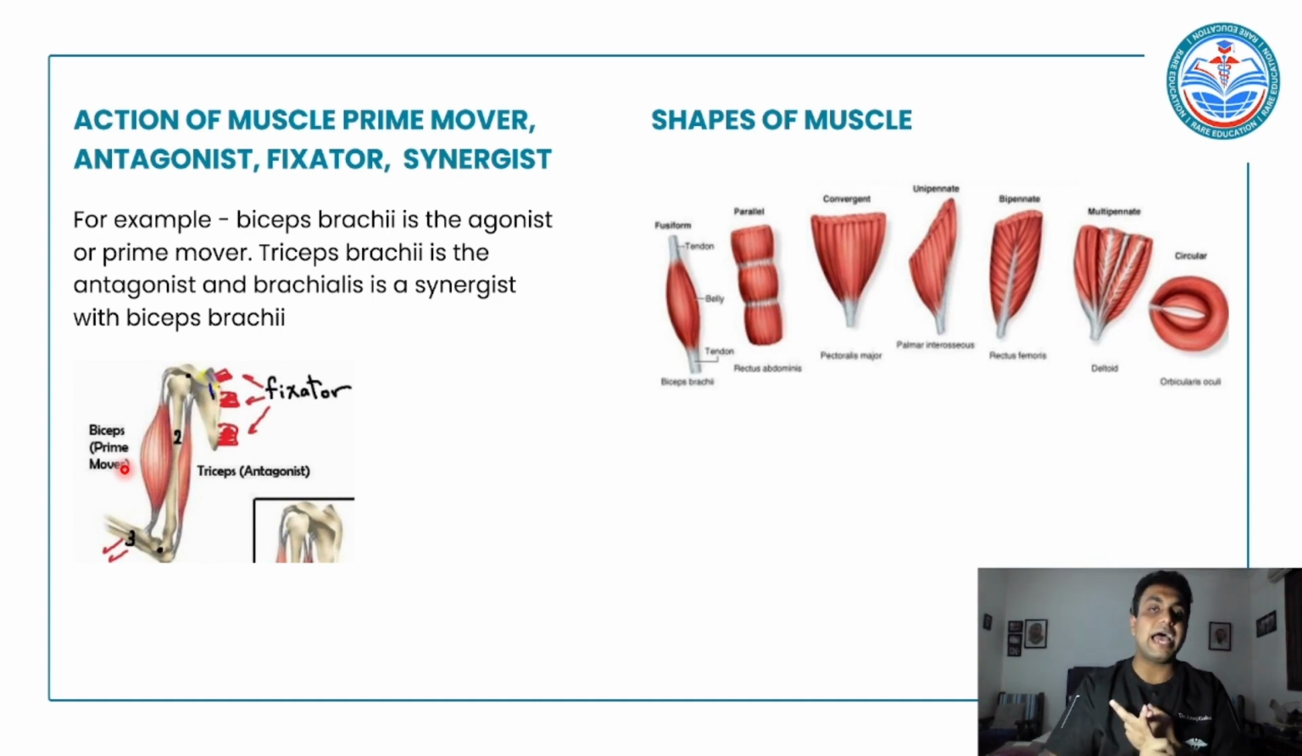Now remember, agonist always has an antagonist. So remember, biceps is the agonist, so triceps is going to be the antagonist. Now there is something called a synergist. To make it simple for all of you, remember, like a boy likes a girl or a girl likes a boy, which is equally possible, though it doesn't happen a lot.